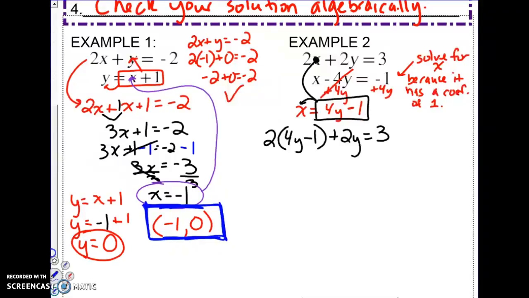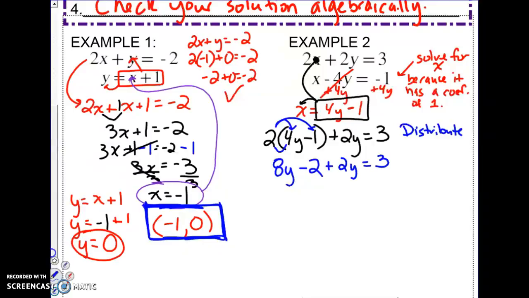Then what I need to do is distribute the 2. We didn't have to distribute on the other one because y had a coefficient of 1 on the other equation as well. But unfortunately, that's not always going to be that easy. Remember that 2 gets multiplied on both of those numbers.